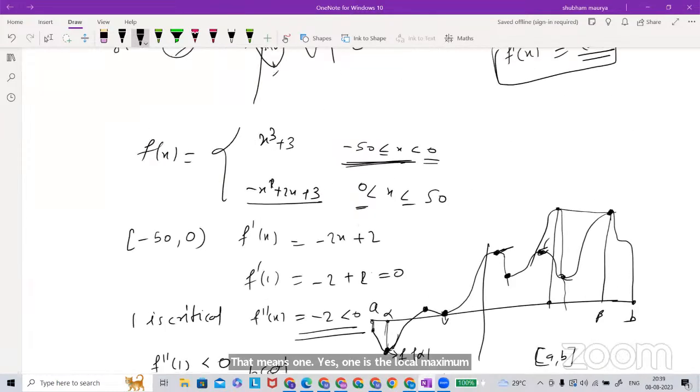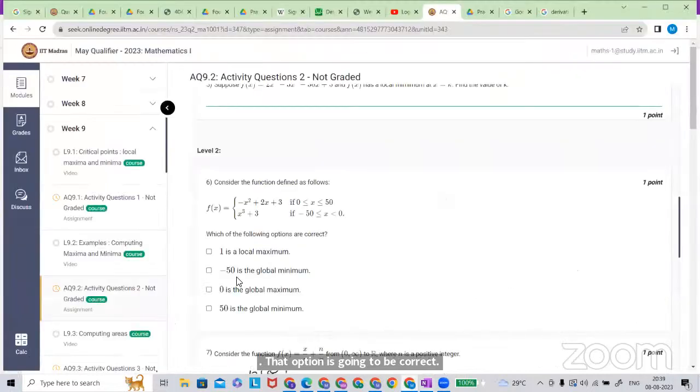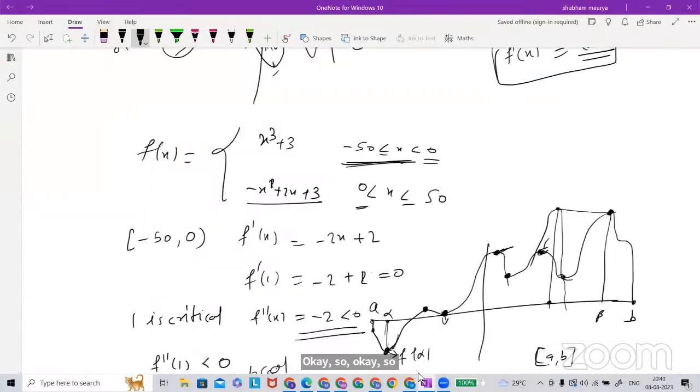Now next you have to find, this option says -50 is a global minima. So what it means is that the function attains the global minimum at -50 in this problem. So you have to check the value at -50 here. Minus 124,997.